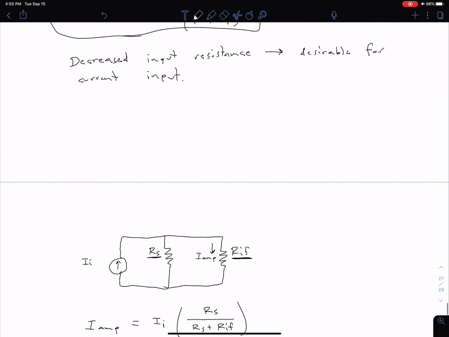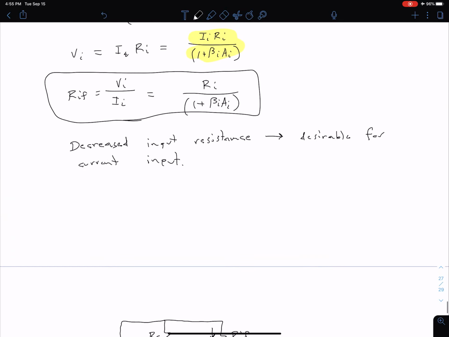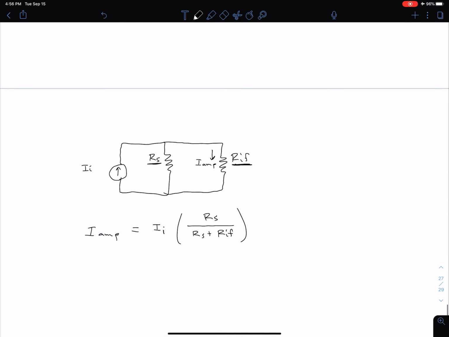And so remember, if we look at what's happening to our input resistance, we know it's getting small. So this beta_I times A_I is going to be a relatively large value. So what we can say is this R_IF is very small. So R_IF small. And so if we wanted to make a rough approximation, we can say, well, maybe it's going to be much less than R_S, which means that this would be approximately equal to our input current I_I as we wanted in the first place.